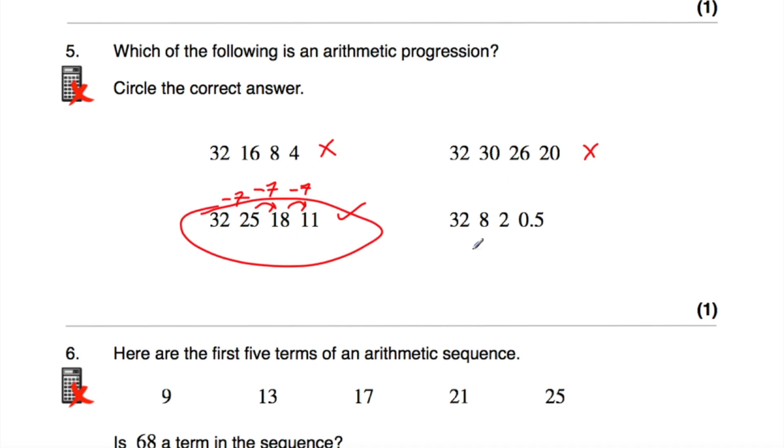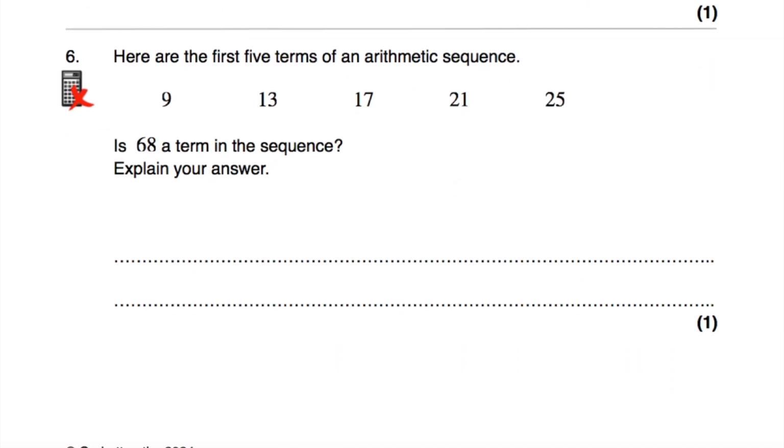And finally, our last one, let's just check and make sure this one's not an arithmetic progression. 32, 8, so it gets smaller by 24, then it gets smaller by 6. No, it's not that one. Actually, this one is divided by 4, divide by 4, divide by 4. So it's not that one. So the arithmetic progression is 32, 25, 18, 11. This one here. Okay, let's look at our next question, question number 6.